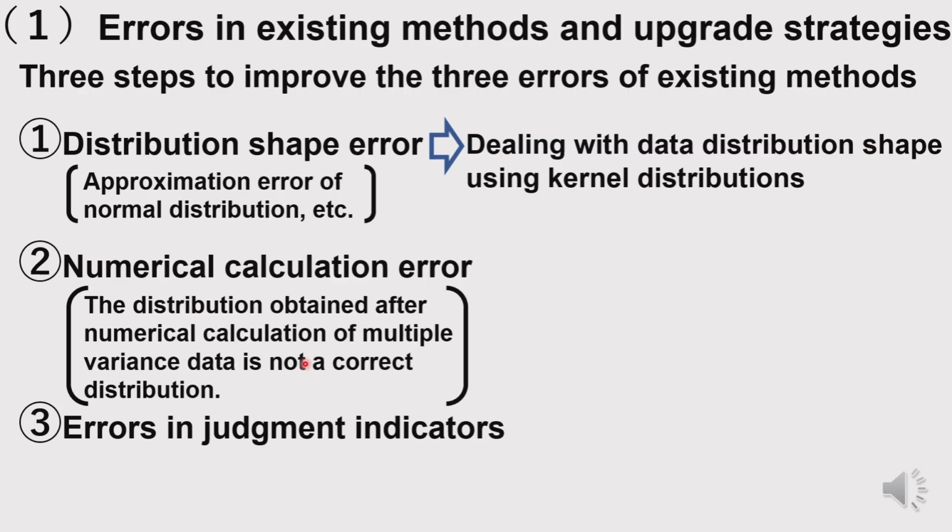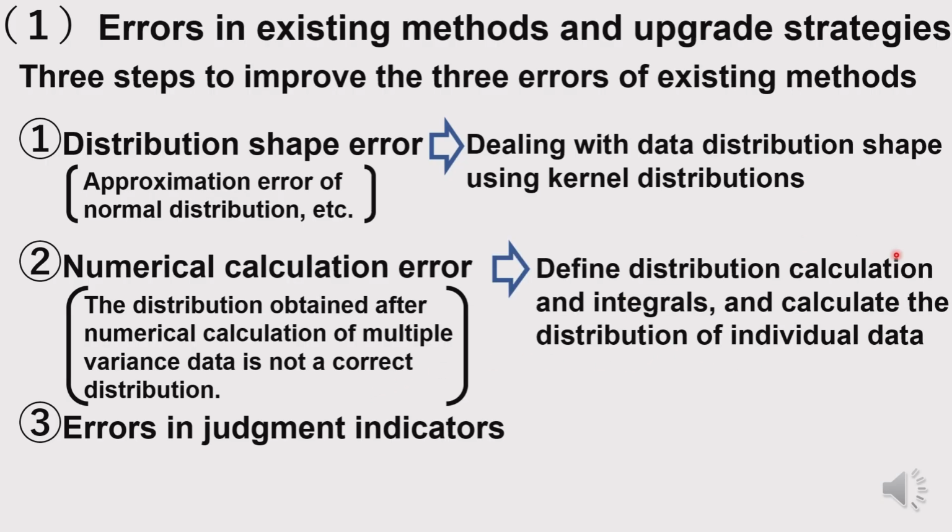2. Errors caused by numerical calculation. When the data contains multiple sources of variability, the distribution of the computed result is often inaccurate, even when the sample size is large. Instead of performing numerical calculations directly on individual data points, we improve accuracy by calculating the resulting distribution through distribution-based calculation, using the distributions of each variable.